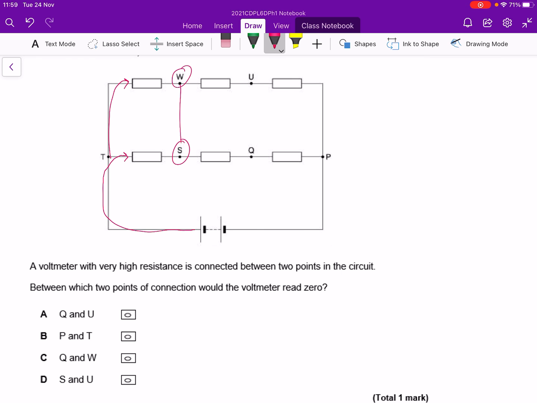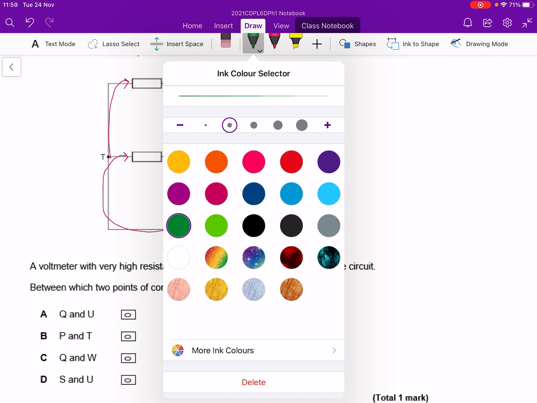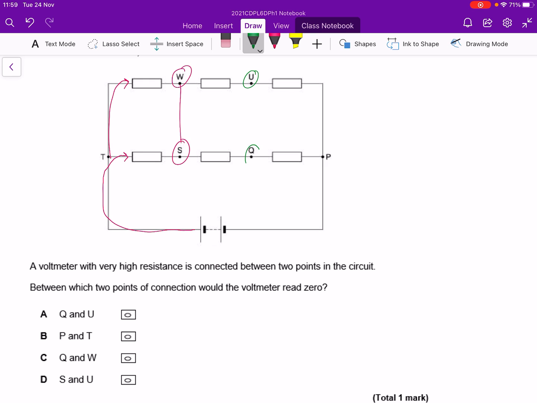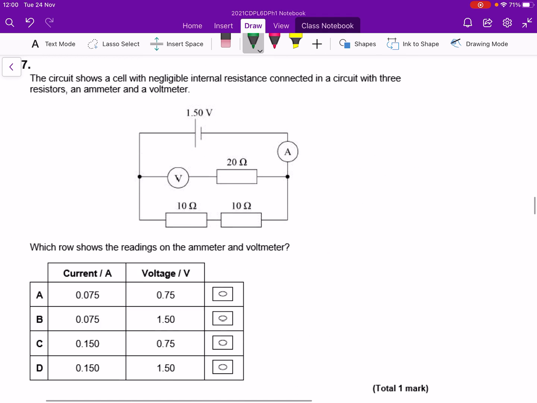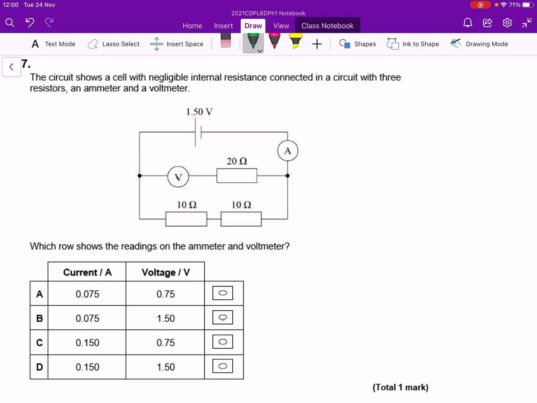So W and S will be at the same value, and U and Q will be at the same value as well, because they're both at the same points in the circuit, effectively. So the correct answer will be Q and U. So question 6 is A. Question 7, which row shows the readings on the ammeter and voltmeter?